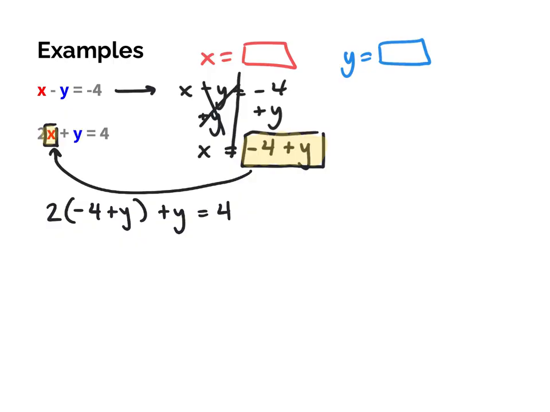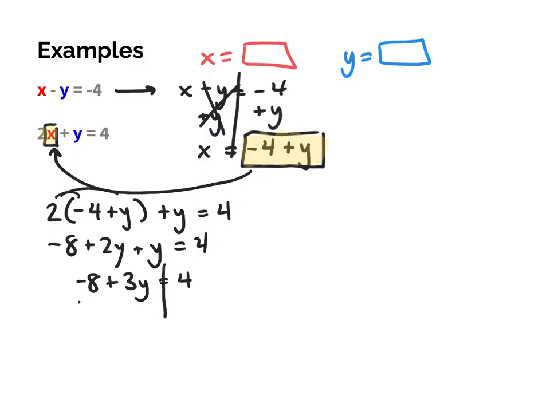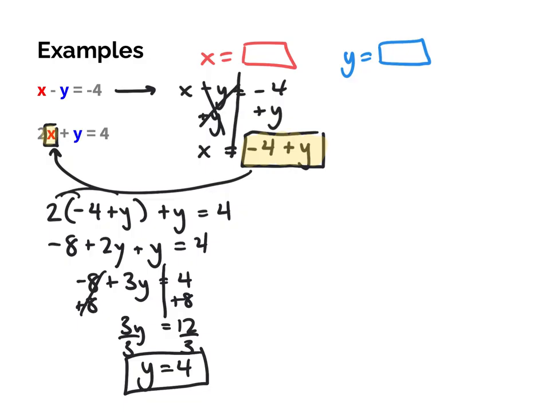And notice now I have an equation that just has y in it. So to simplify, I would distribute that 2 and get negative 8 plus 2y, and then plus y equals 4. I have 2y and y, so those would give me 3y. I have negative 8, and then equals 4. And now I can do my inverse operation. So here I would add 8 to both sides, and I would get 3y equals 12. And lastly, divide both sides by 3, and now I get y equals 4. And there is my solution, at least right now, for y.